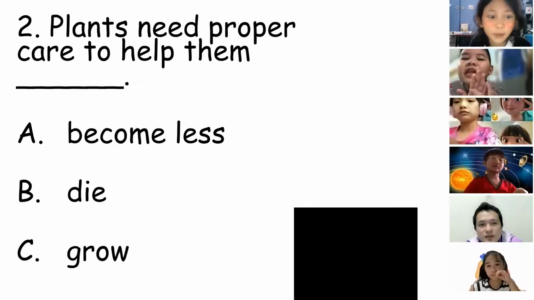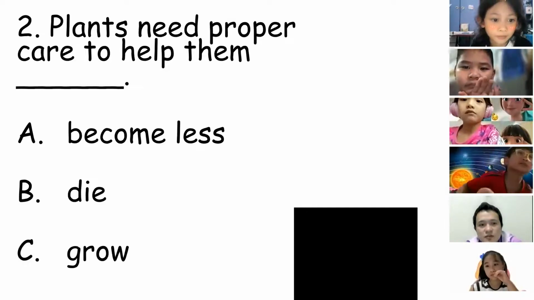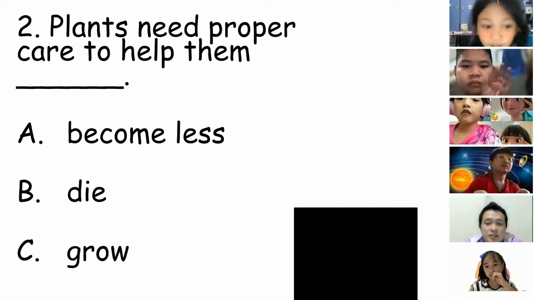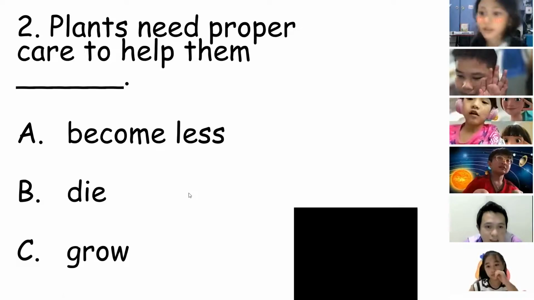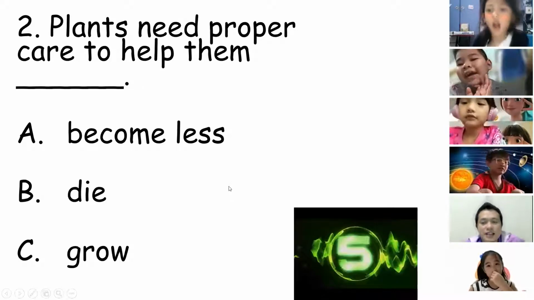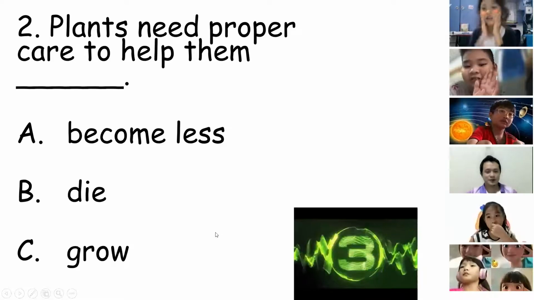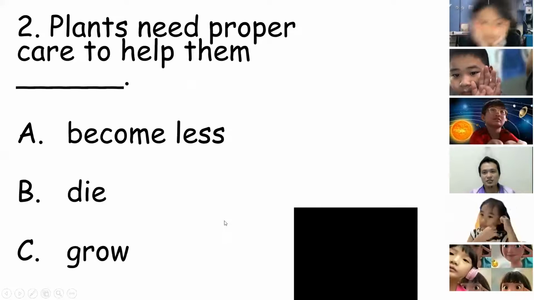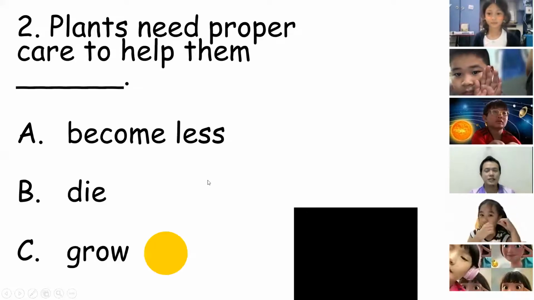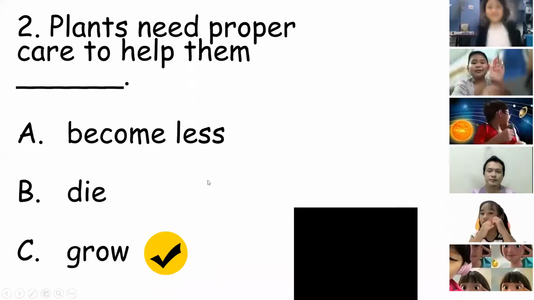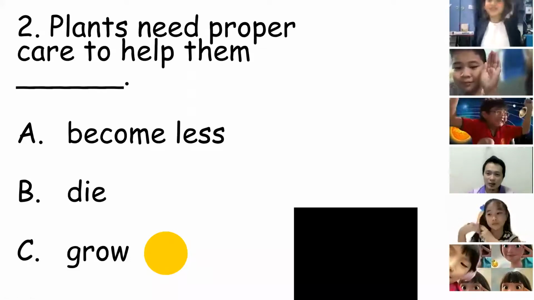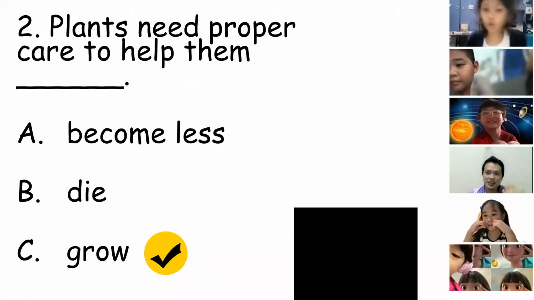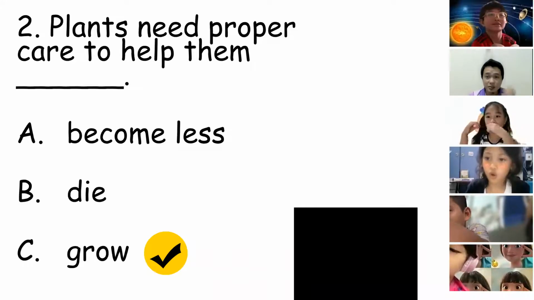Plants need proper care to help them grow. Letter B. C, grow. Let's see. Your answer is correct. 5, 4, 3, 2, 1. Let's see if the answer is correct. Your answer is grow. That's correct. Okay, lower your hands and let us give others also.